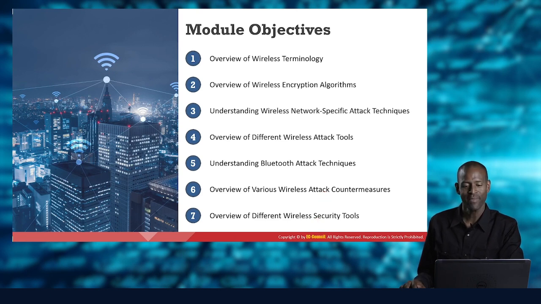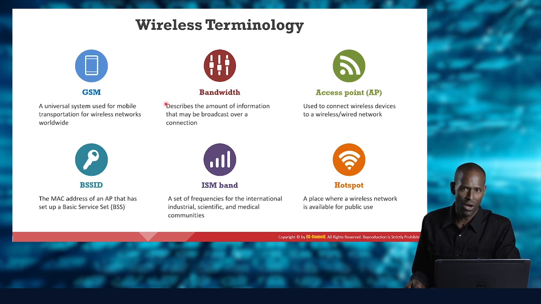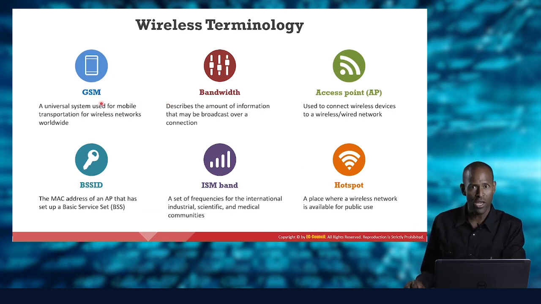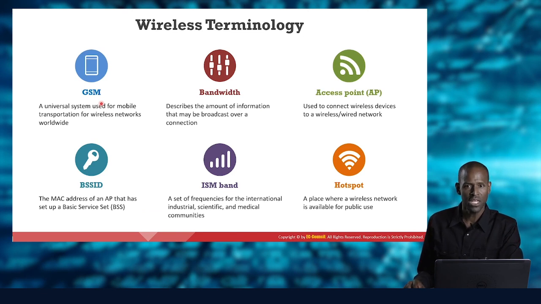Well, let's do it. With this module, we're going to start with some terminology. There are lots of acronyms and terms for every type of network you can imagine. And GSM is one of them. GSM is a universal way for wireless networks to have messages transported onto the network. Especially if you're international, outside of the United States, you find a lot of GSM. Bandwidth is obviously the amount of data, the throughput that we can put onto the network.